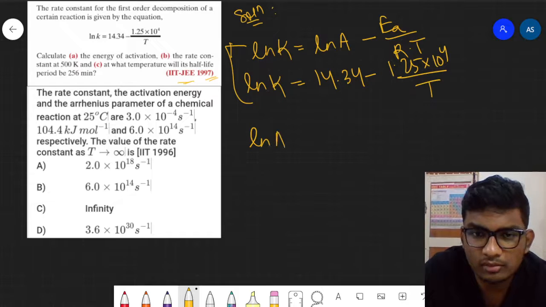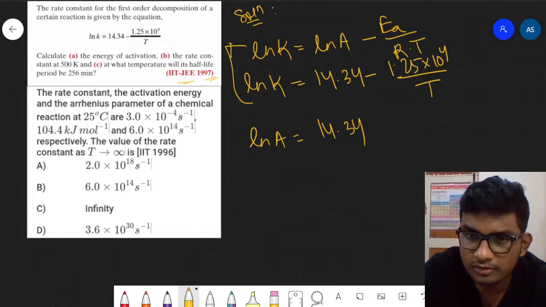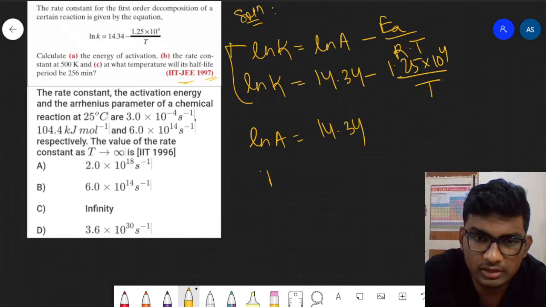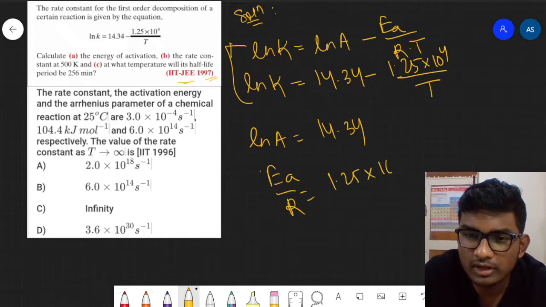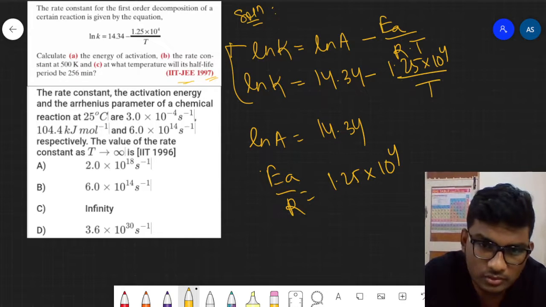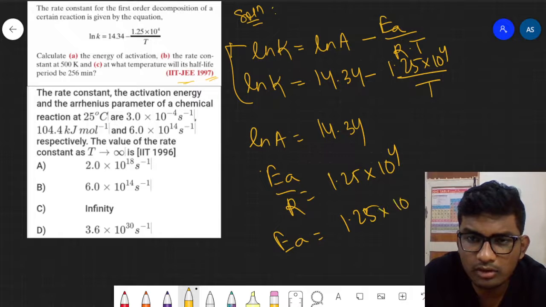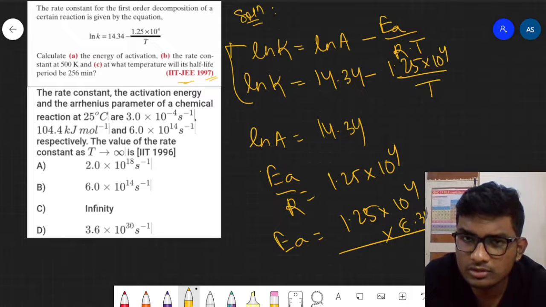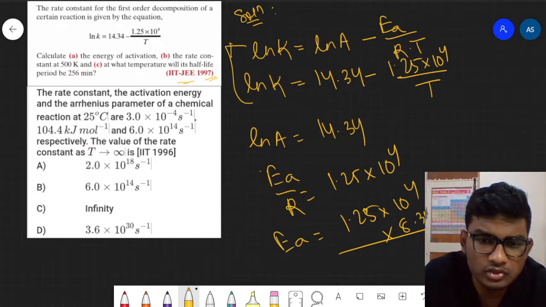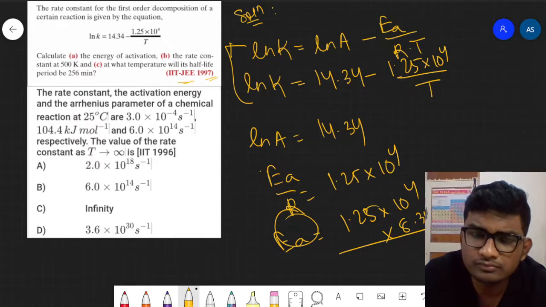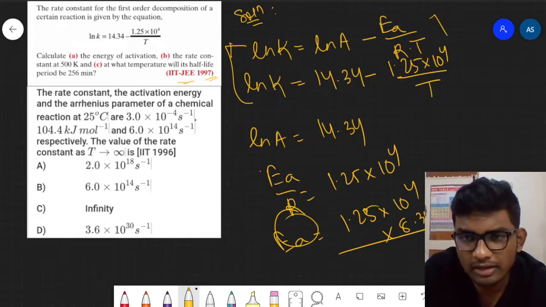So ln A will be nothing but 14.34. Now this Ea upon R is nothing but 1.25 into 10 to the power 4. So now you can find out Ea. What is Ea? 1.25 into 10 to the power 4 into 8.314, which is the universal gas constant. So you can determine the activation energy just by comparing with the equation. This is a comparing type of question.